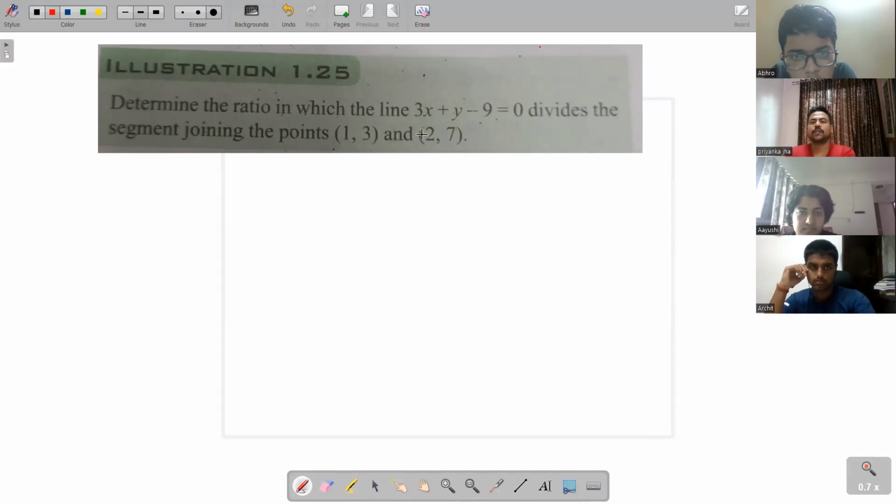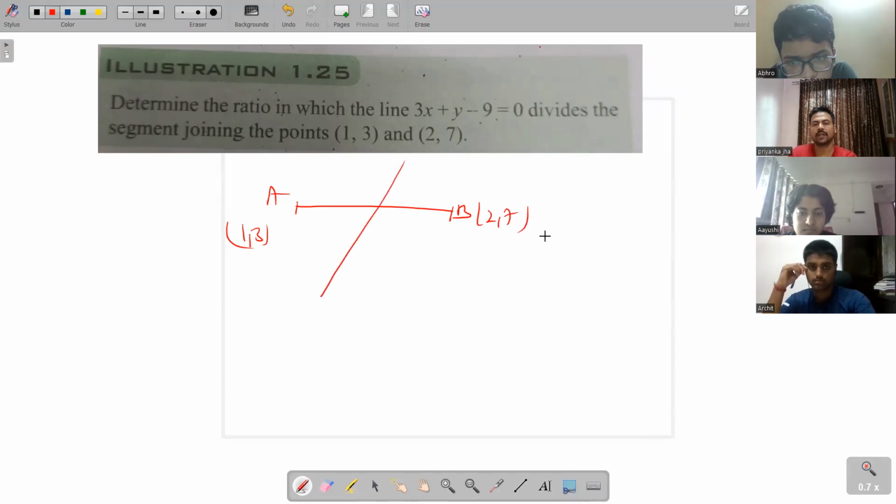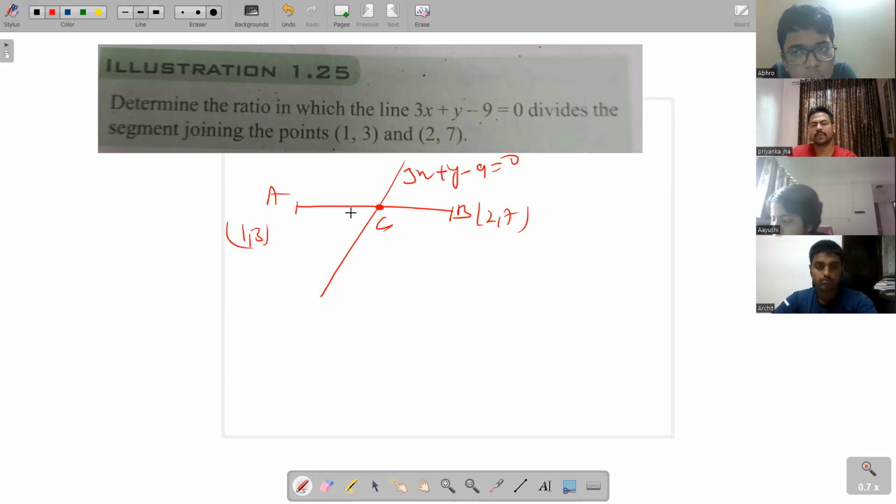See, determine the ratio in which this line divides the segment joining these points. So this is the segment. Suppose A and B, (1, 3) and (2, 7). It says that this line, 3x plus y minus 9 equal to 0, will intersect this segment AB somewhere here at C. Now you think that this point C will divide AB into lambda is to 1 ratio.